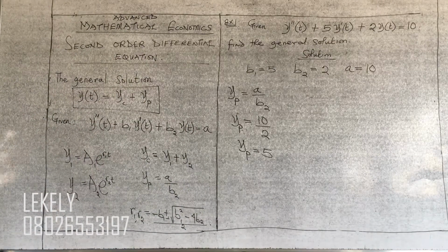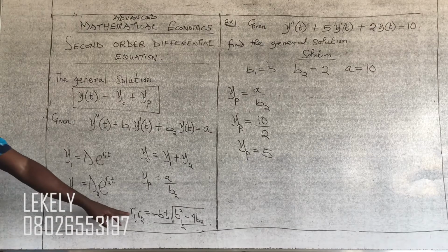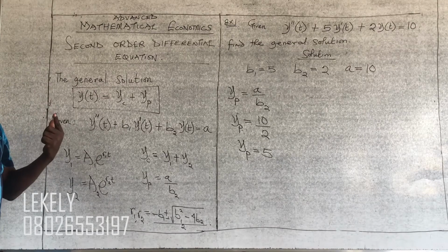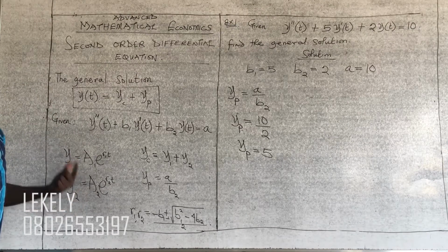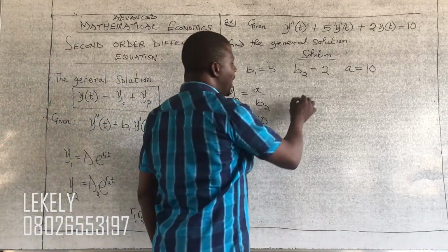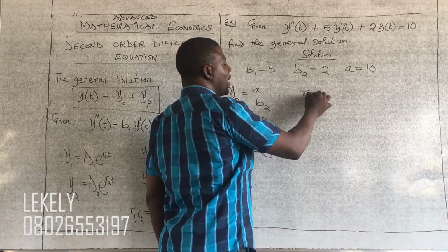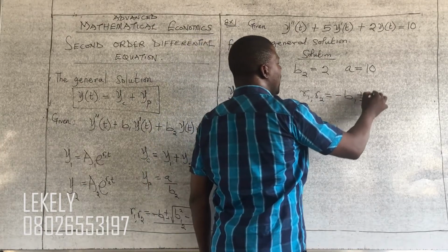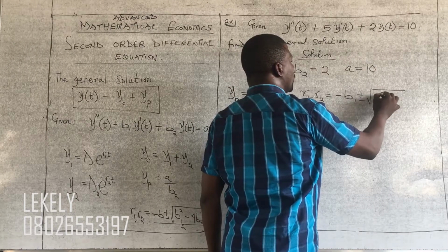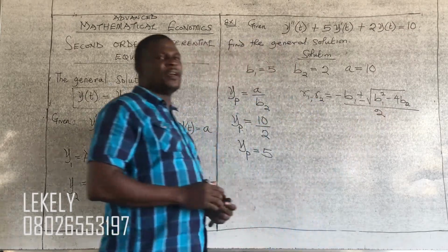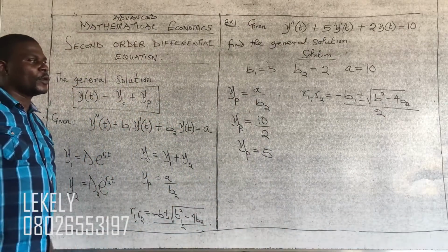Okay. Now, after I've gotten that, let me now try to get my R1, R2. That's the next step. So first step, get your yp. Second step, get your R1, R2. Now, the formula for R1, R2 is minus b1 plus or minus square root of b1 squared minus 4b2 all over 2. That's the formula for R1, R2.